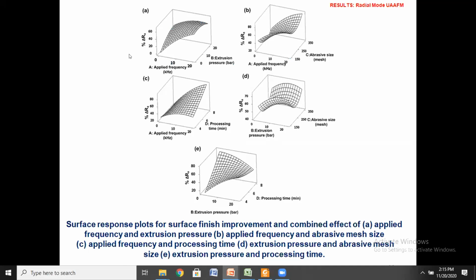So here this result shows the combined effect. These are the surface plots achieved for surface finish improvement while working on UAFM. So when applied frequency and extrusion pressure, say this axis, this side extrusion bar, and this is applied frequency, and this is percentage improvement of RA. You can see the three-dimensional plots, three-dimensional data, and the trend curves for the combined effect.